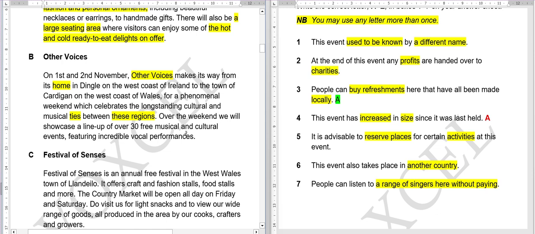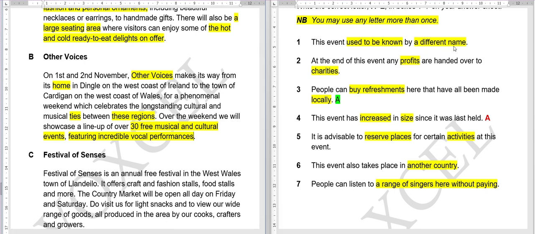Over the weekend, we will showcase a lineup of over 30 free musical and cultural events featuring incredible vocal performances. So what do they do over the weekend? They will showcase a lineup of 30 free musical and cultural events, and they will also include vocal performances. Clear? So again, you know the drill. Your time starts now. Okay, time's up. Let's read the questions together.